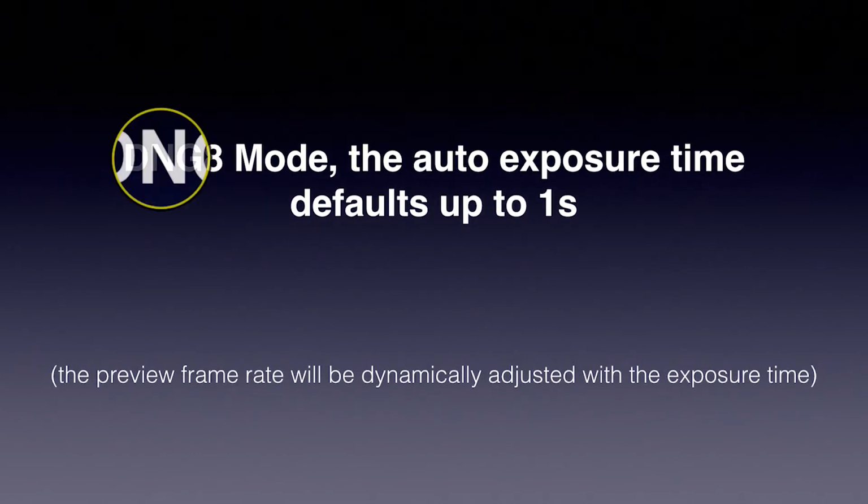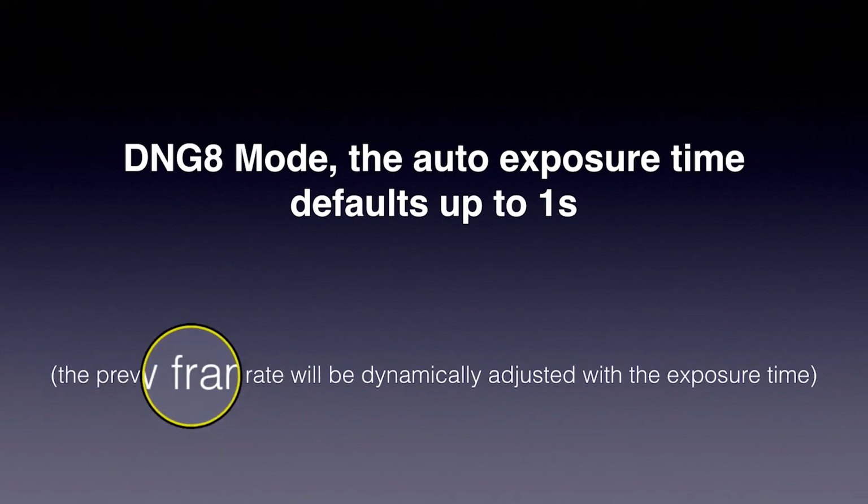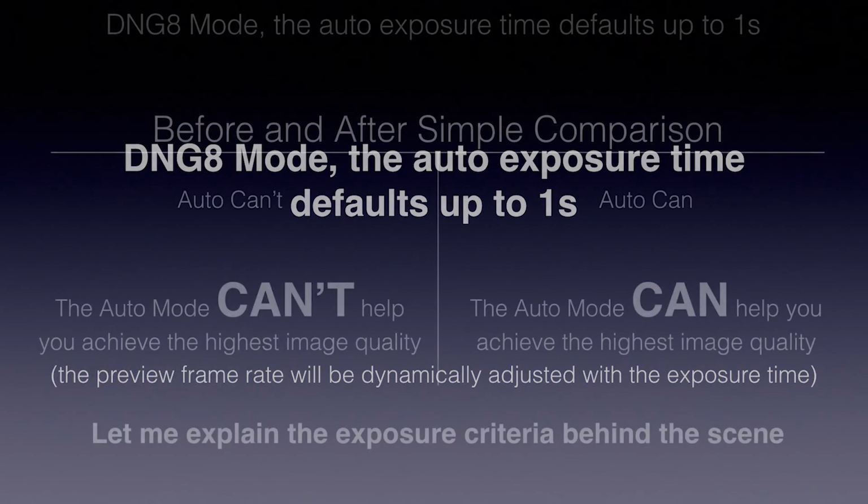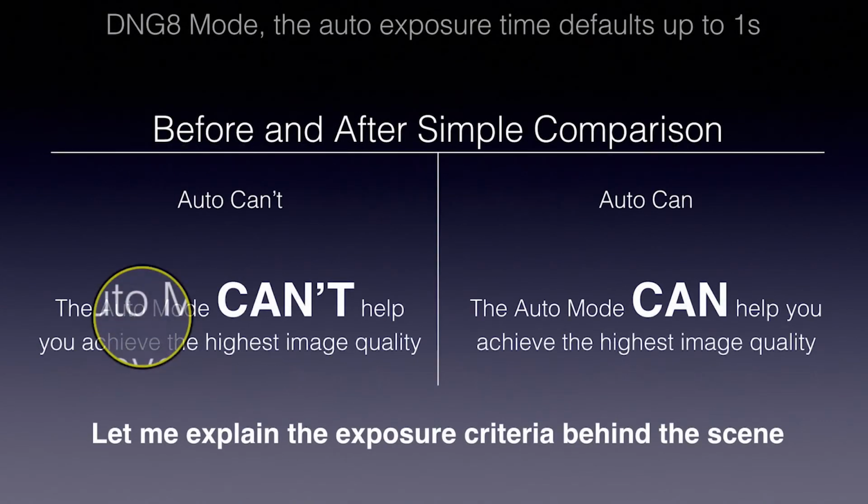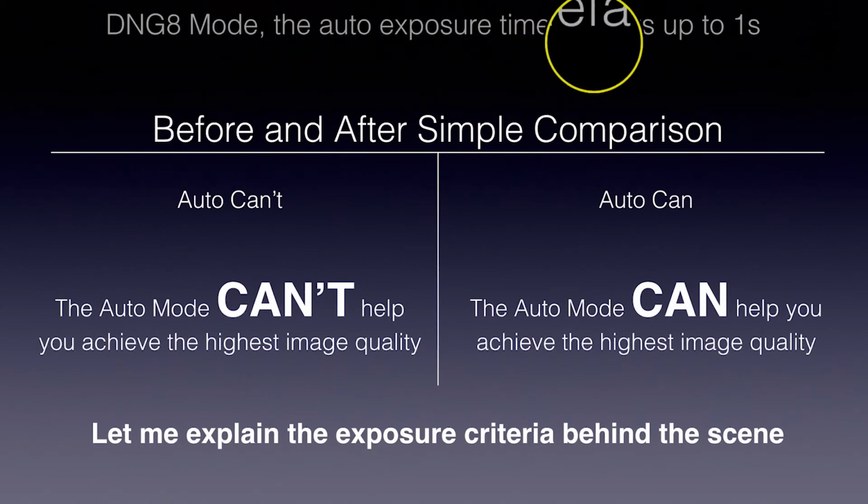The first one is this one, and the second one is the preview. So for the first one, the DNG8 mode, the auto export time defaults up to 1 second. What does it mean? Let's make another before and after comparison.